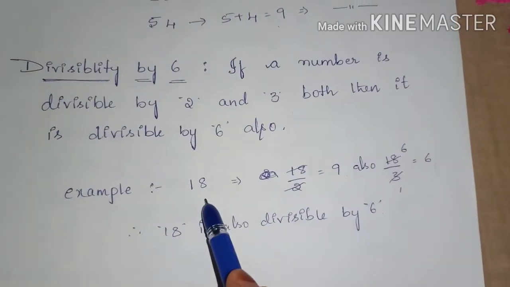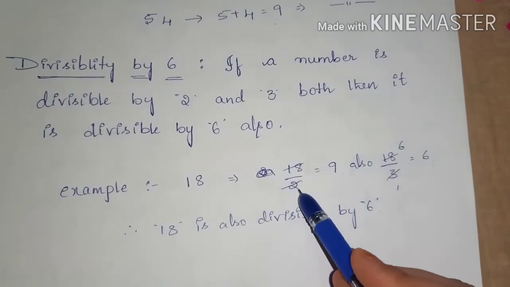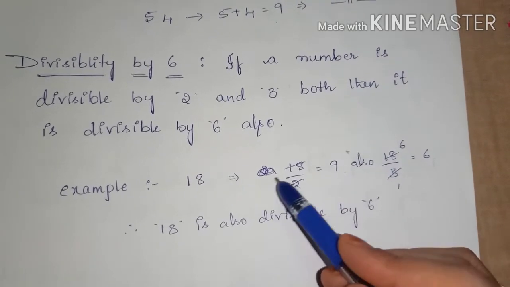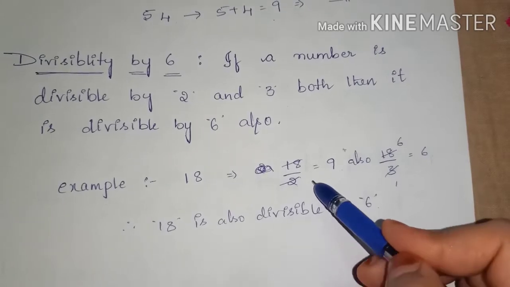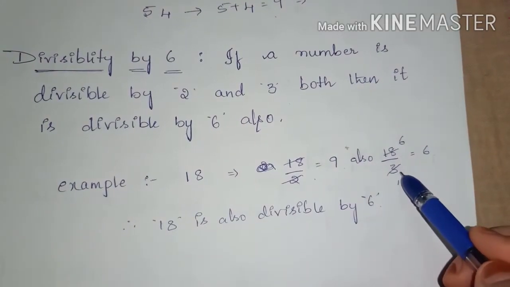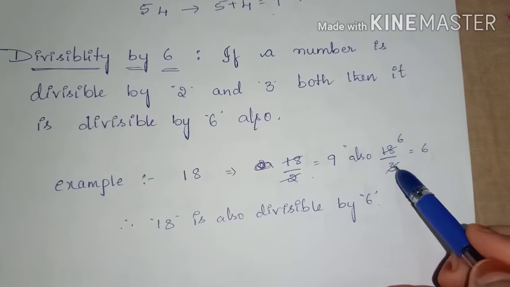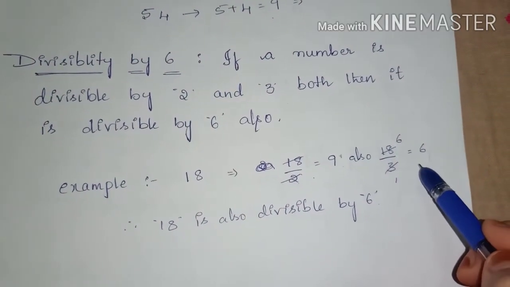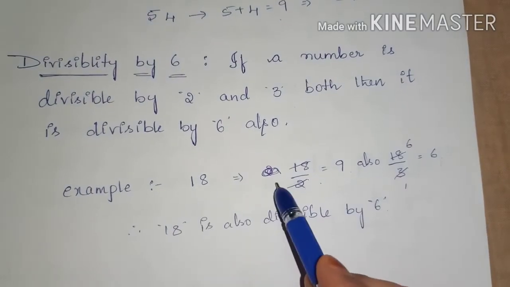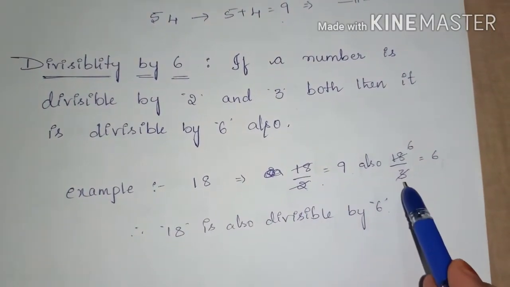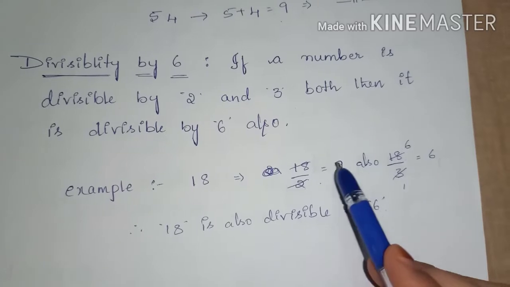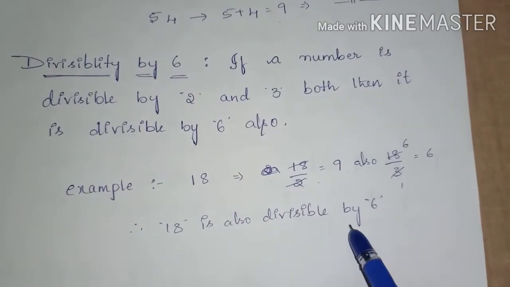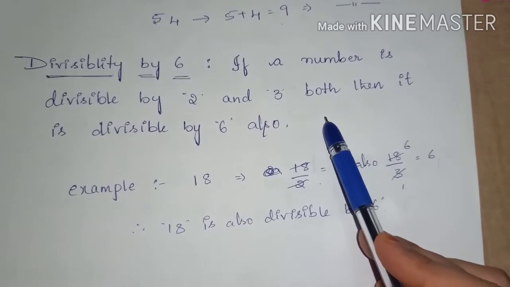For example, 18. 18 is divisible by 2, right? 2 nines are 18. Hence, 18 is divisible by 2. Let's check with 3. 18 divided by 3. 3 sixes are 18. So here 18 is divisible by 2 and also it is divisible by 3. Hence, it is clear that it is also divisible by 6 by this divisibility rule.